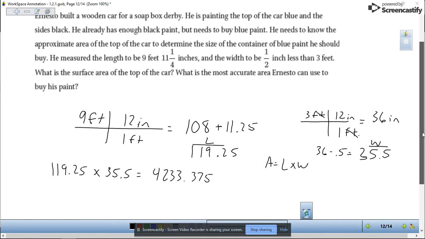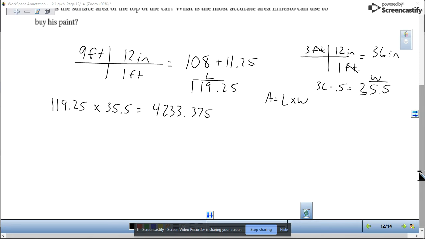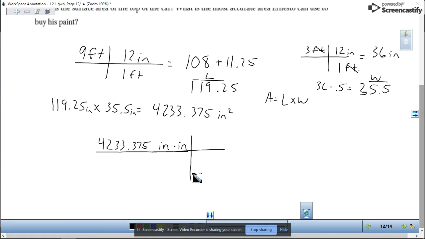Now, that would be perfectly fine if we wanted our answer in, by the way, this was inches and inches. So this is inches squared. But we don't. We want our answer in feet squared. So here's what we're going to do. We're going to go from 4,233.375 inches times inches. Now I'm doing that on purpose. Inches squared just means inches times inches. It doesn't mean that number multiplied twice. But what we want to do is get rid of the inches and go back to feet.